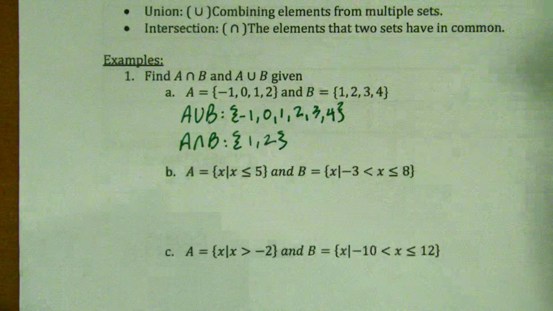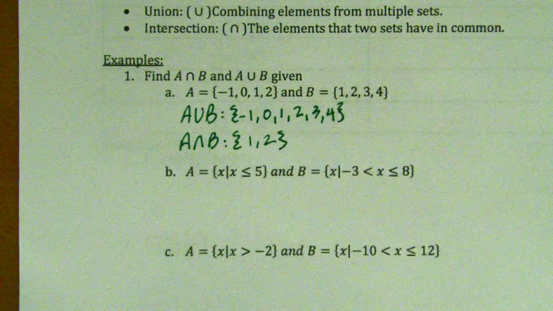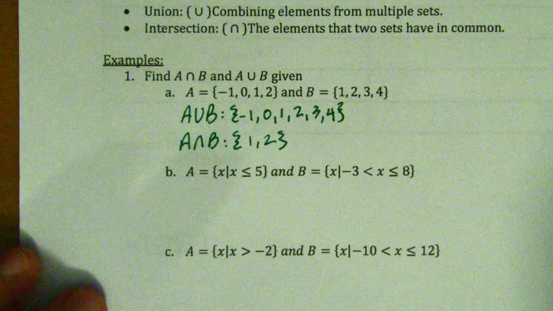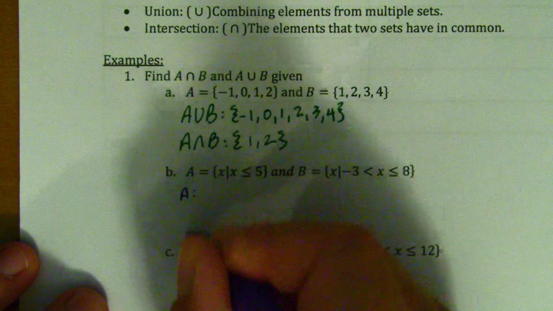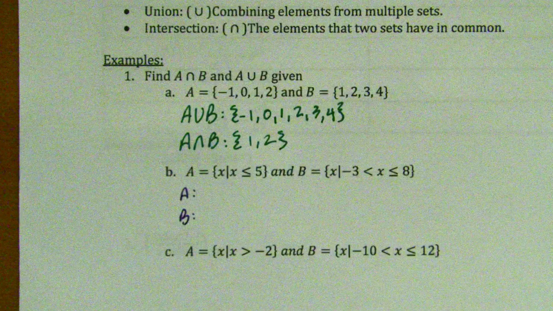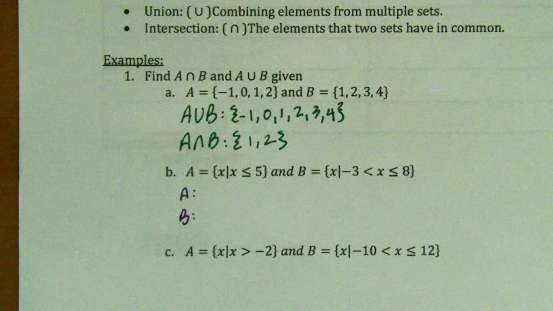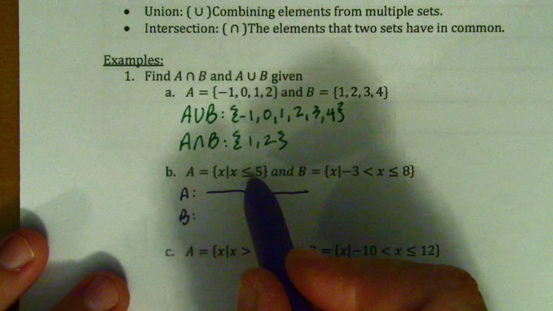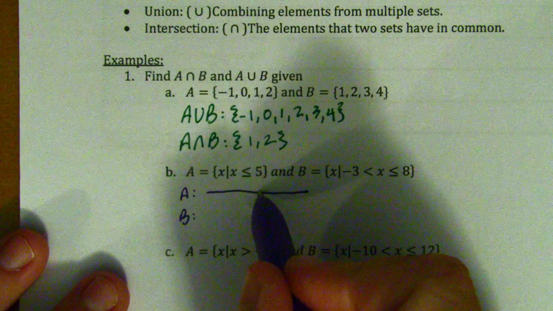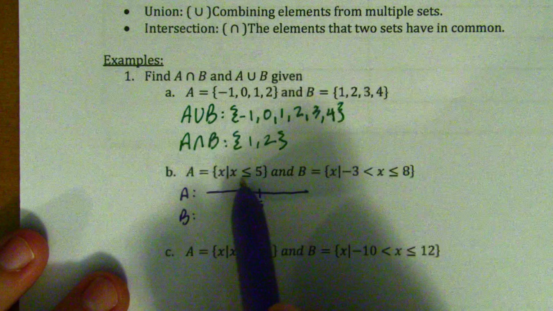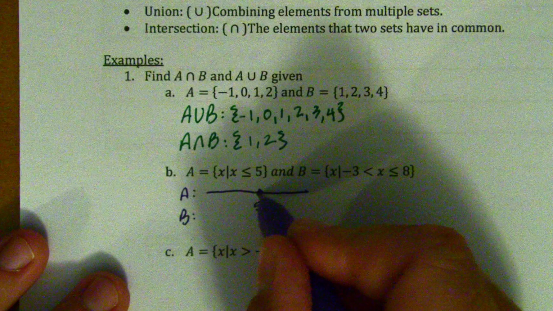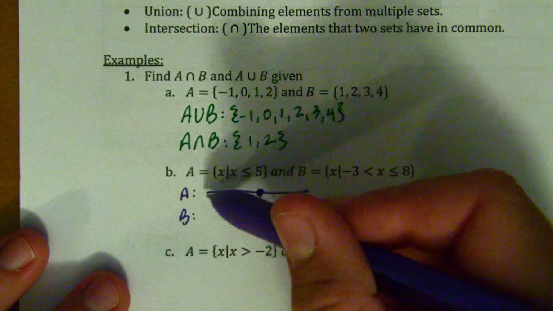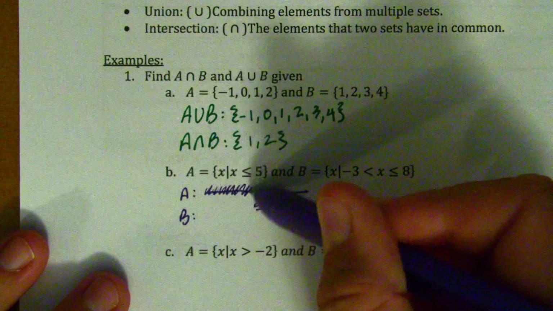Now it's a little bit more challenging when we're looking at an interval written as an inequality, but it's not much harder. What I suggest doing is graphing them both out on a number line. Nowhere in the instructions does it tell you to do that, but I think it's a helpful visual. So set A is x less than or equal to 5. The number 5 has the equal to symbol, so we will use a closed dot on 5, and then we want all the values less than 5, so that would be this side of 5.